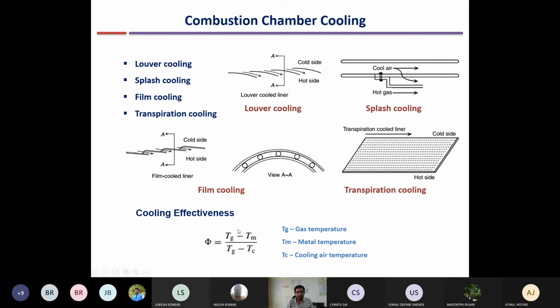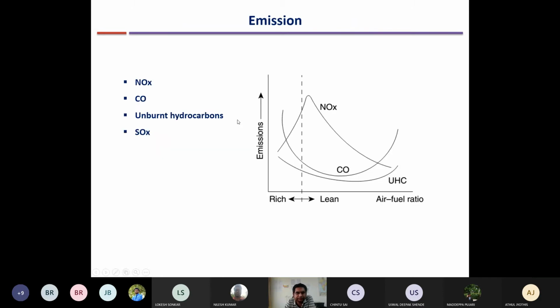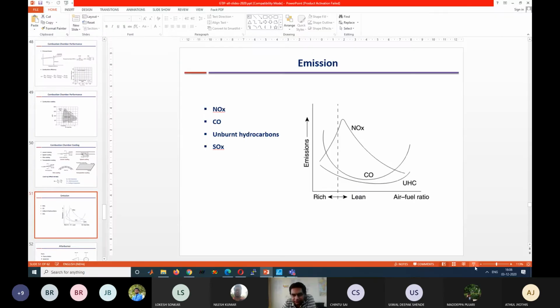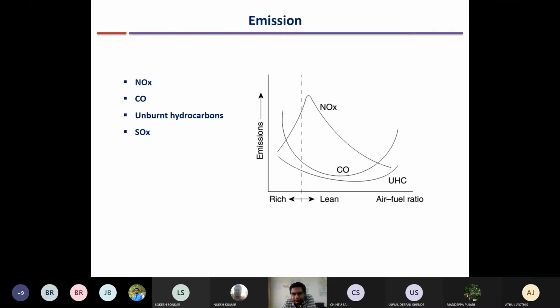Please go through this also and try to understand this without going into too much detail, but you should know the basics: what the different cooling techniques are and how these are used. Another important aspect. Any questions up to this point? Questions. Another important aspect is the emission.